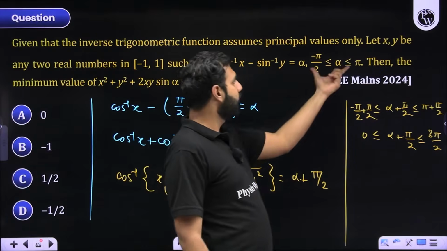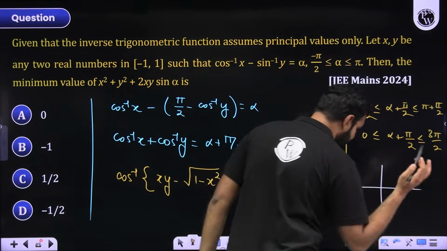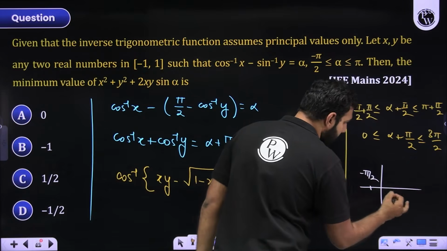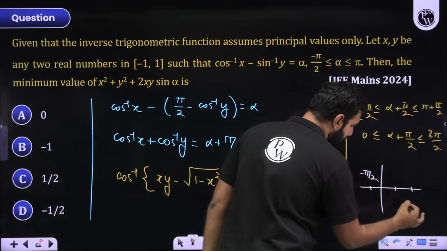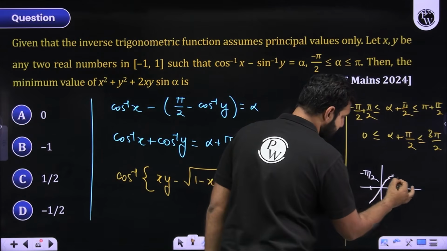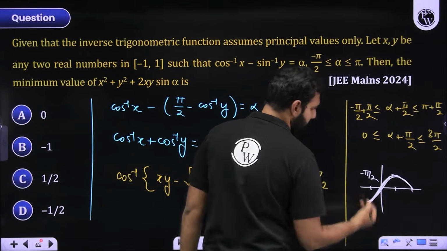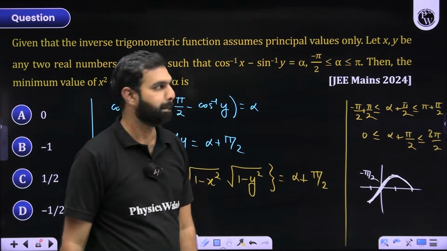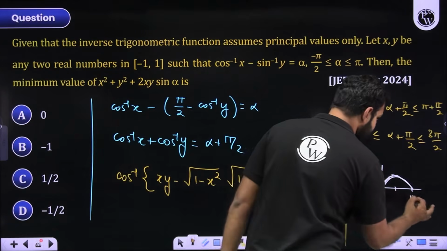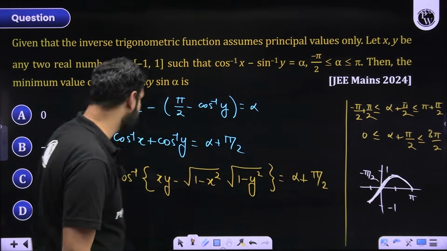Now let me get back to this conclusion. Alpha was between minus pi by 2 to pi. Even if you draw the graph of sine alpha, although that is sine square alpha, but still, if I were to help you with the graph of this, it begins with this and it reaches to this point. So this is the graph of sine alpha, if alpha is between minus pi by 2 to pi. I hope you're getting it. So for all the values between minus pi by 2 to pi, sine alpha takes all the values from minus 1 to 1.